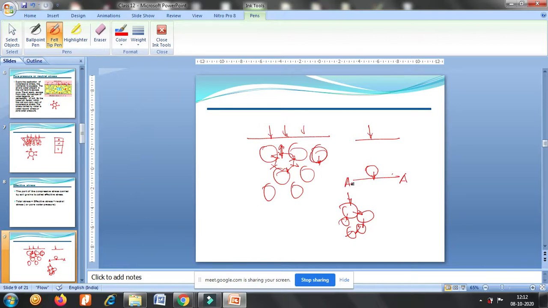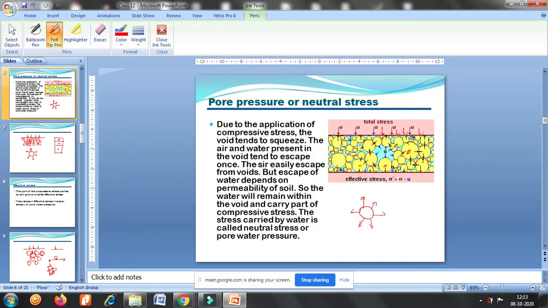In the neutral stress, if we apply a compressive stress, that compressive stress will act on the water present within the void, and it wants to squeeze the water. But the water is incompressible, so the water will resist that by applying some hydrostatic stress in the opposite direction. That hydrostatic stress is called the neutral stress or the pore water pressure.